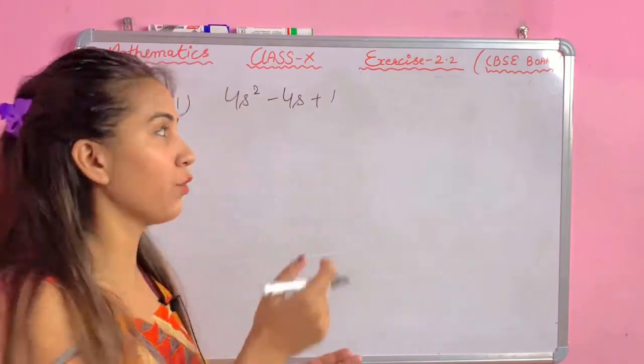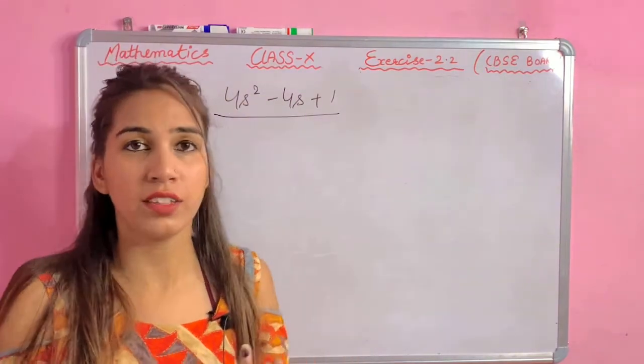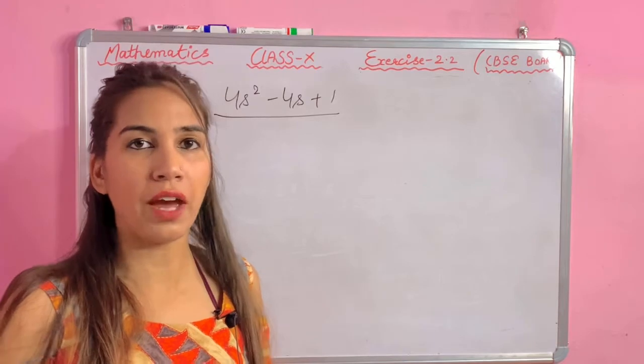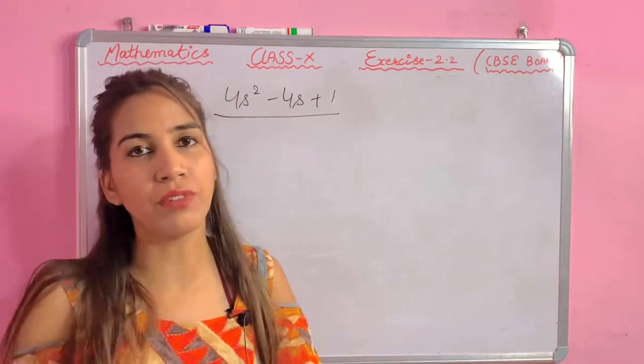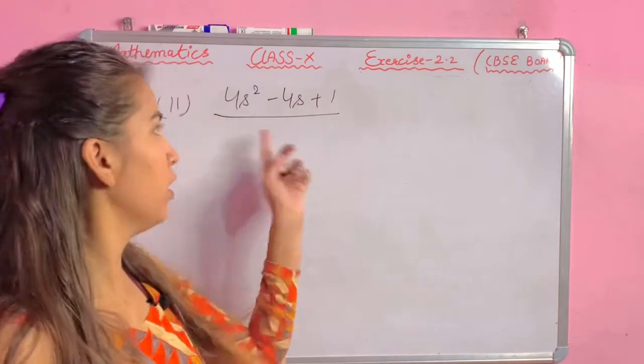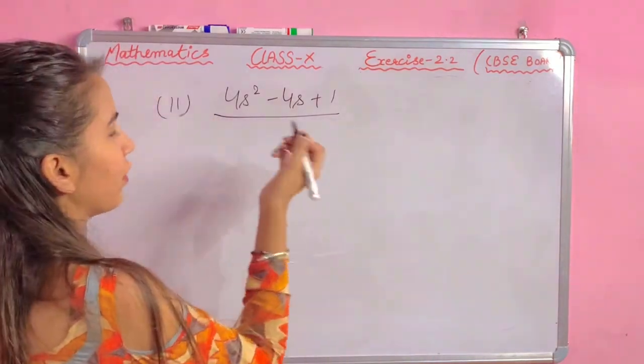This means we have to find the factors of this quadratic equation. Then after finding the factors, these zeros, we have to find the relationship between these zeros and the coefficients. So firstly we will find the factors.